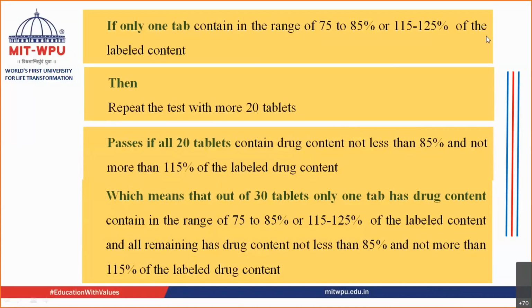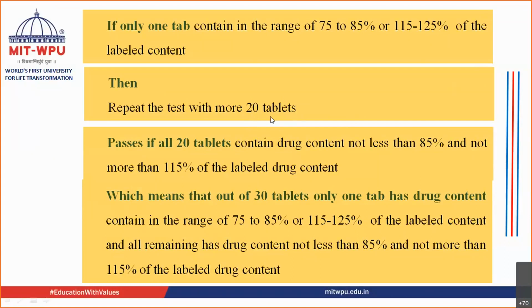Yeah, Suyash, you have asked me to please explain the last point. You mean this point? See, you have taken 30 tablets. How have you taken the 30 tablets? You first took 10 tablets. In the 10 tablets, one tablet has failed. It means it is between 75 to 85 or 115 to 125. So I have taken 20 more tablets and I am performing the test.